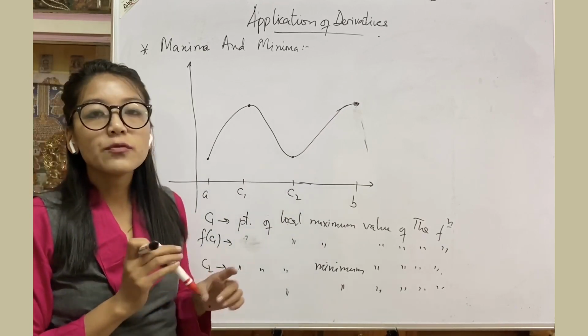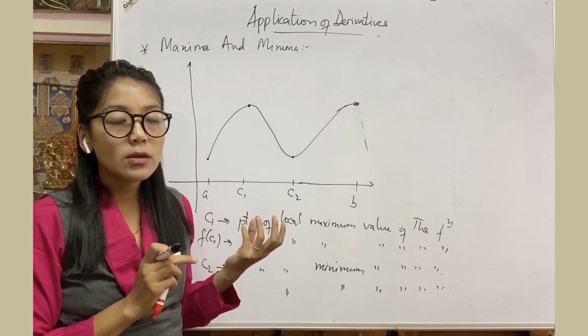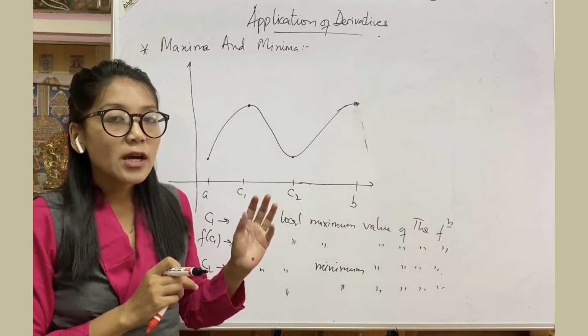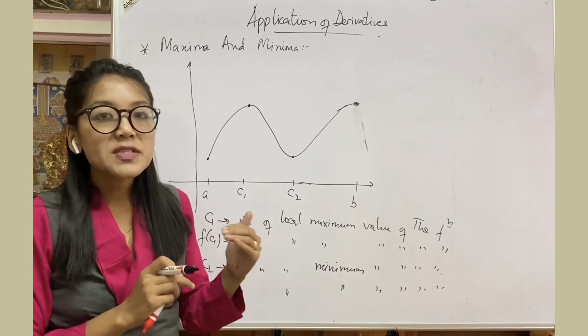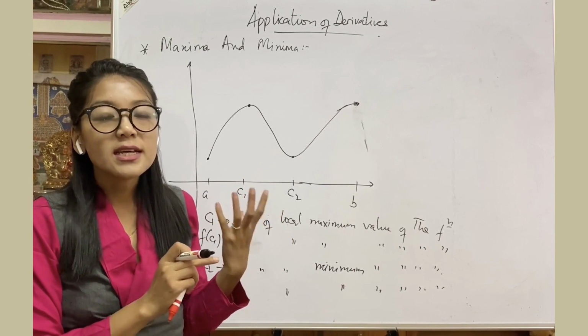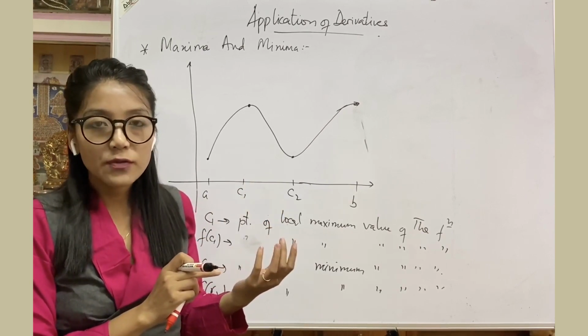So in the question, if you are asked to find out the local maximum and local minimum value of the function, then first you need to find out the critical points, which give us the points at which the function is attaining its local maximum and local minimum value.